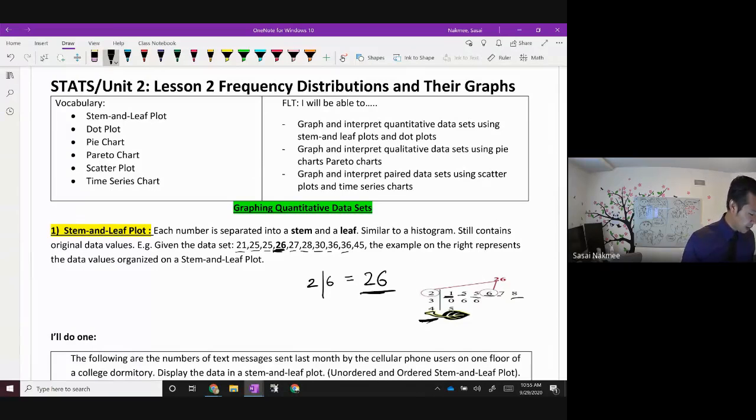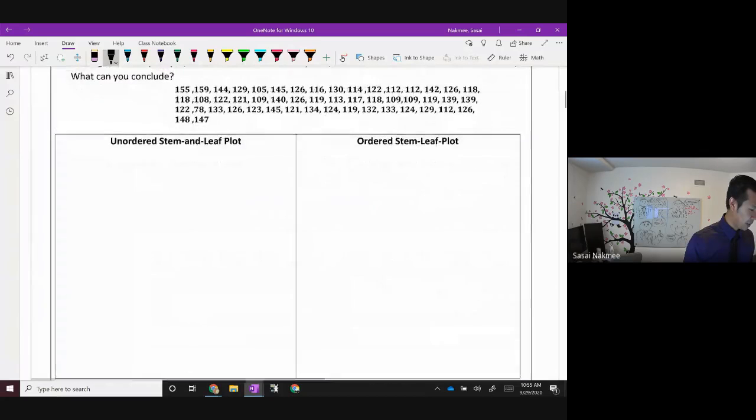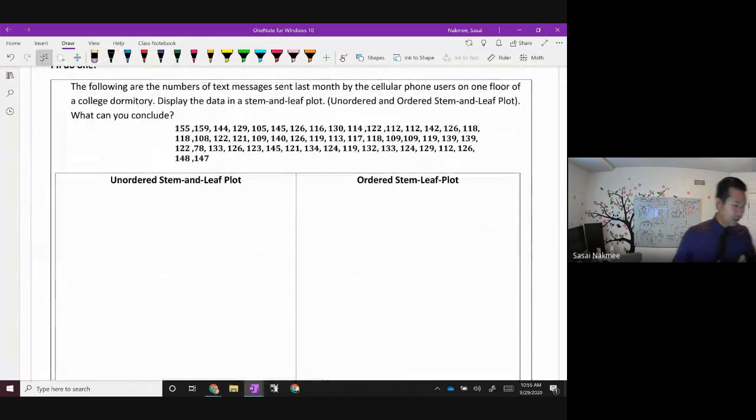All right. How do you set up a stem and leaf? Well, let's do one together here, right? The following are the numbers of text messages sent last month by the cell phone user.